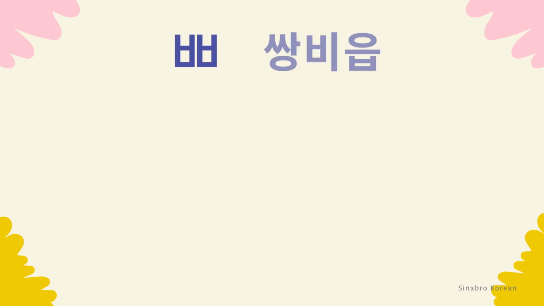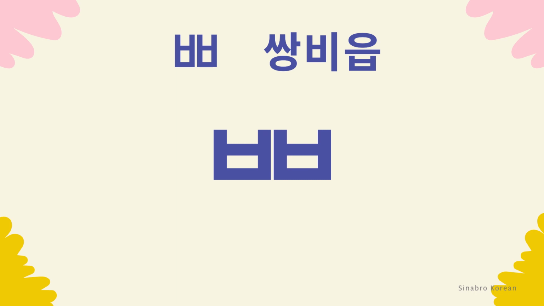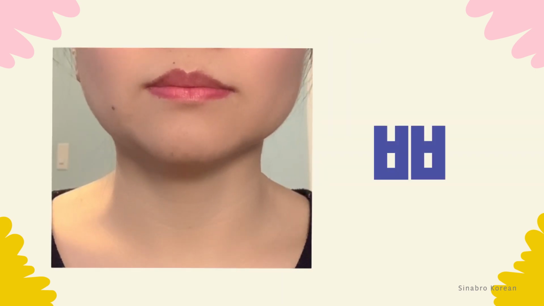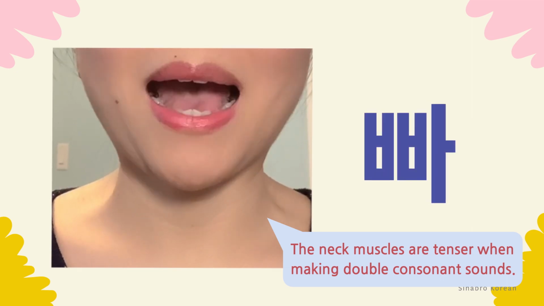The third double consonant is 쌍비읍. 2 비읍s are combined to make 쌍비읍 and produce the sound 뿌. Let's compare the 비읍 and 쌍비읍. 브, 뿌, 바, 빠. The fourth double consonant is 쌍시옷.